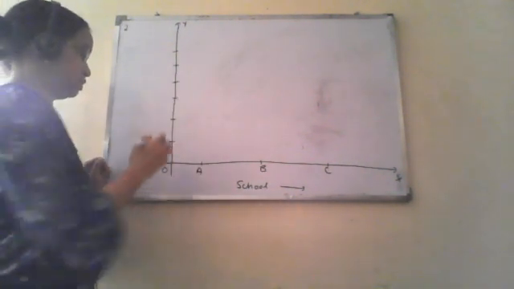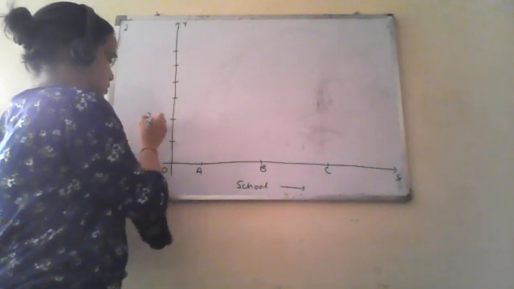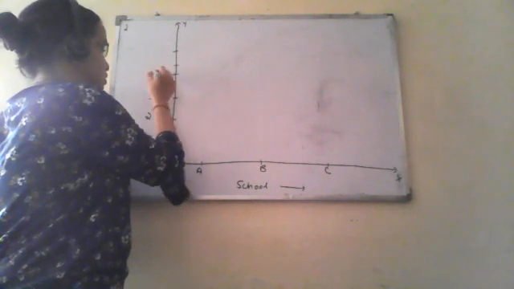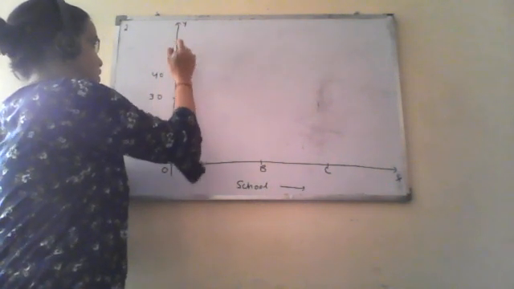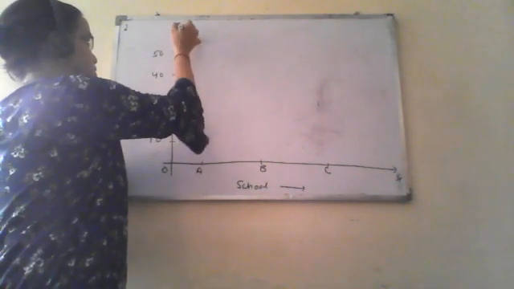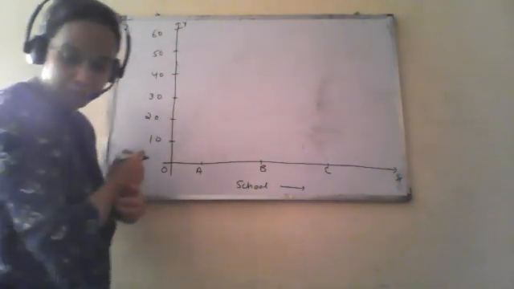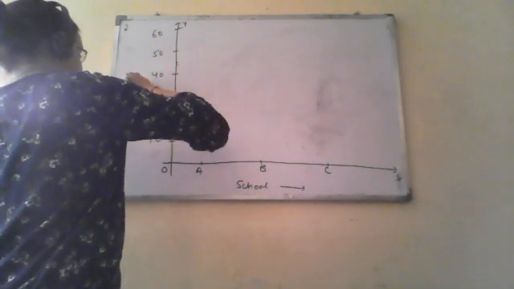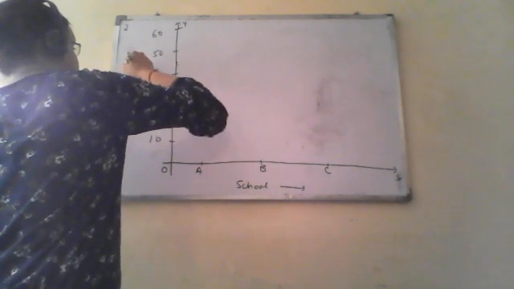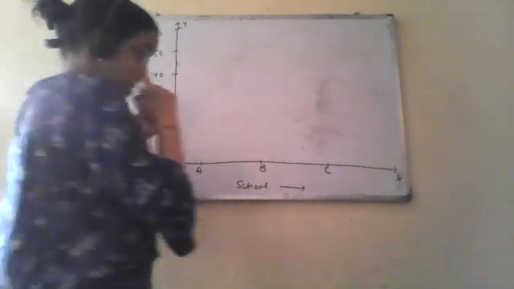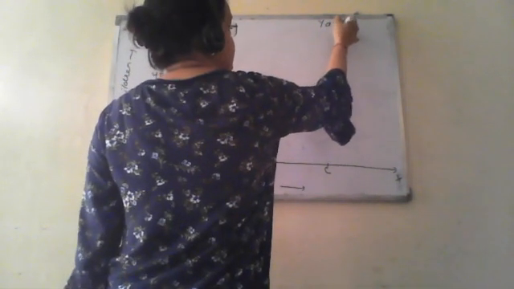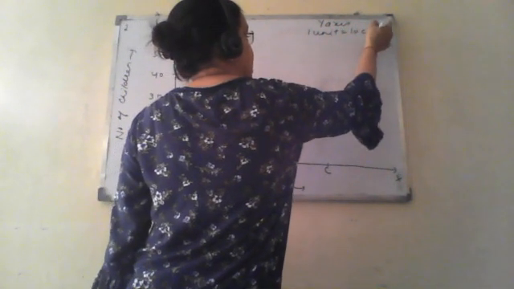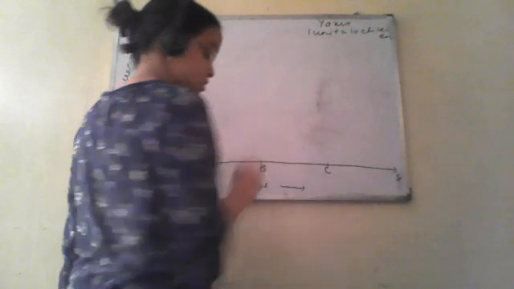Or we can take 0, 10 also. This is 10, this is 20, this is 30, this is 40, this is 50, and this is 60. So these are the number of children; on the y-axis we have plotted the number of children. What will be the scale on the y-axis? The scale on the y-axis will be 1 unit equals 10 children.